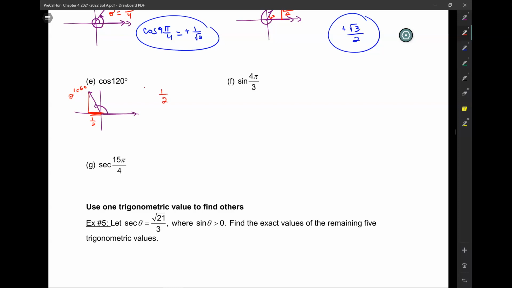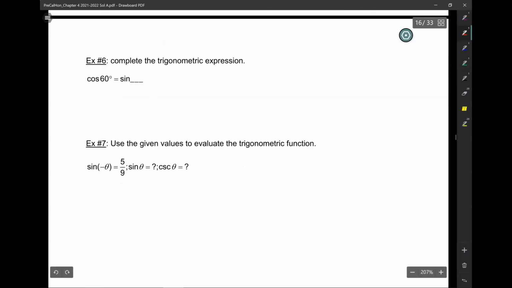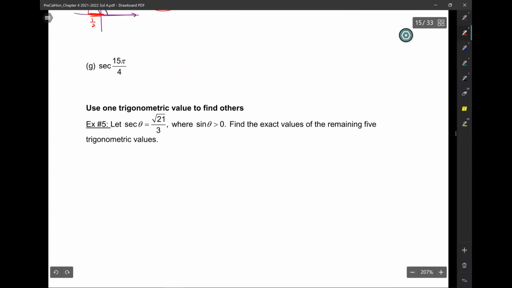What about the sine? Is cosine positive or negative in that quadrant? Negative, so it's negative 1/2. Okay? All right, let's move on, and then if we have time, we can come back to these. Let me do those other two.